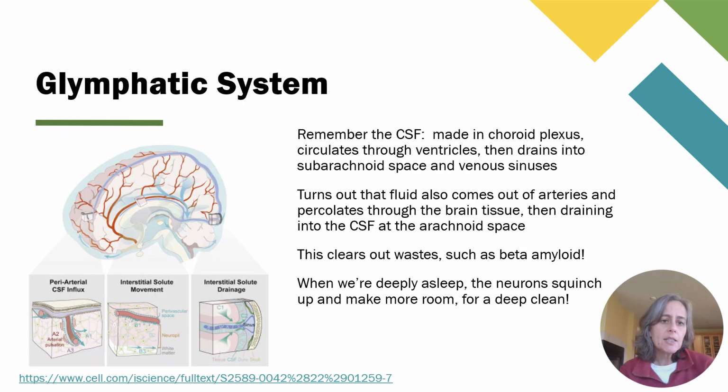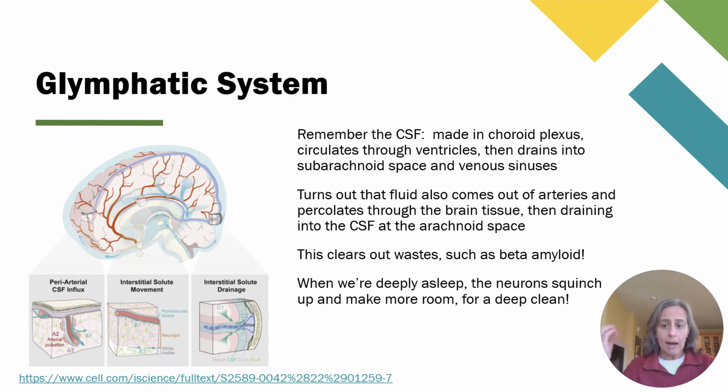The glymphatic system is closely related to, and interfaces with, our CSF. So let's just remember that CSF is made in the choroid plexus and gets secreted. Remember those ependymal cells with the cilia? So it gets secreted into the ventricles, especially the lateral ventricle and the third ventricle, and then the cilia circulate that fluid through. It goes through the cerebral aqueduct into the fourth ventricle, which is just anterior to the cerebellum.